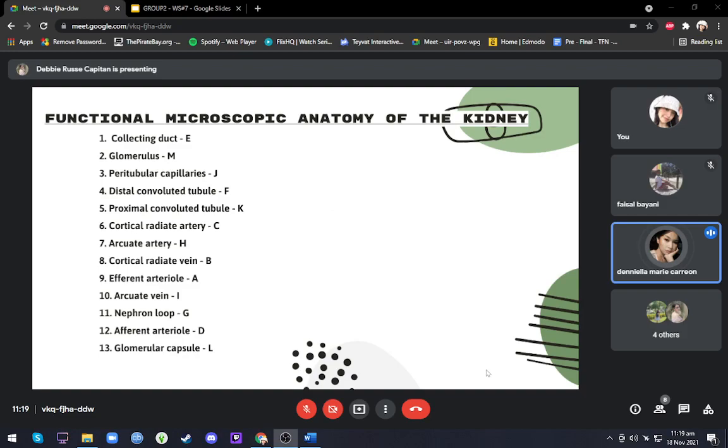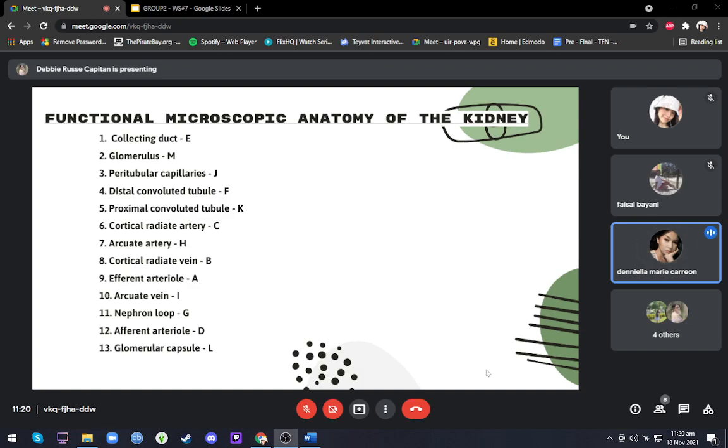and I'm going to discuss our answers in functional microscopic anatomy of the kidney. Number one, collecting duct is letter E. Number two, glomerulus, letter M. Number three, peritubular capillaries, letter J. Distal convoluted tubule, letter F. Proximal convoluted tubule, letter K.